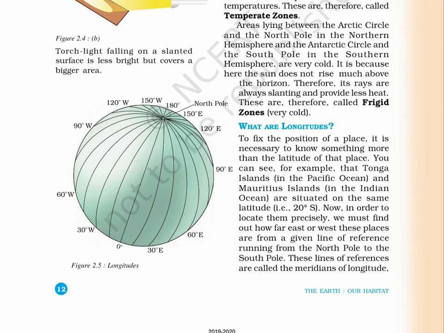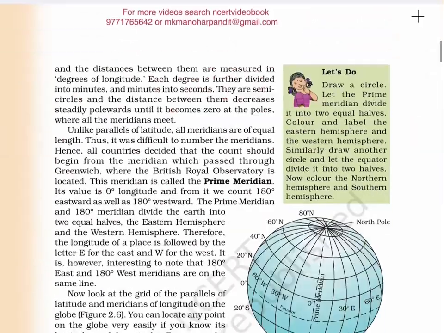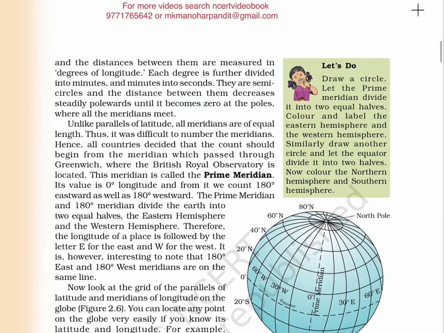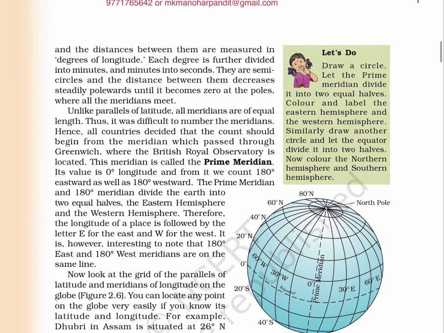Each degree is further divided into minutes and minutes into seconds. They are semicircles, and the distance between them decreases steadily polewards until it becomes 0 at the poles where all the meridians meet. Unlike parallels of latitude, all meridians are of equal length. Thus, it was difficult to number the meridians.